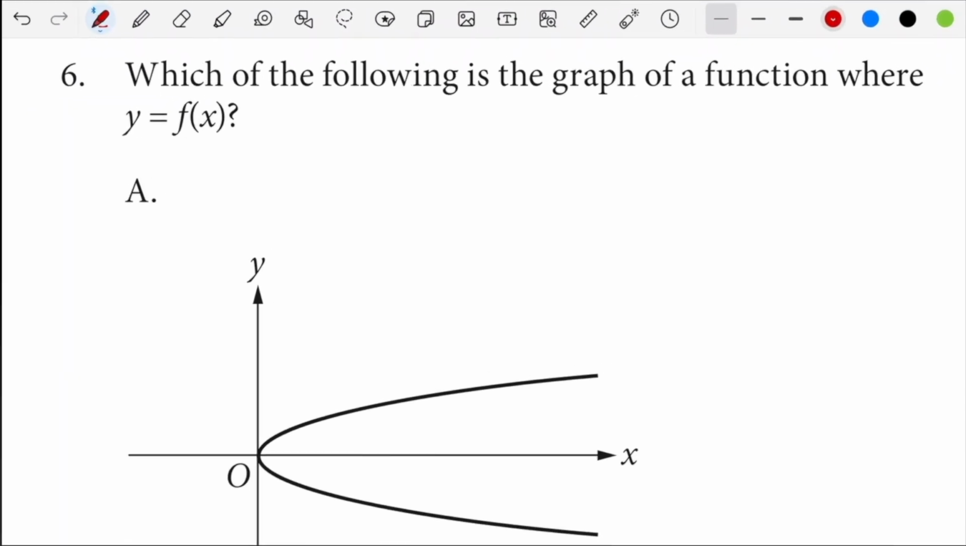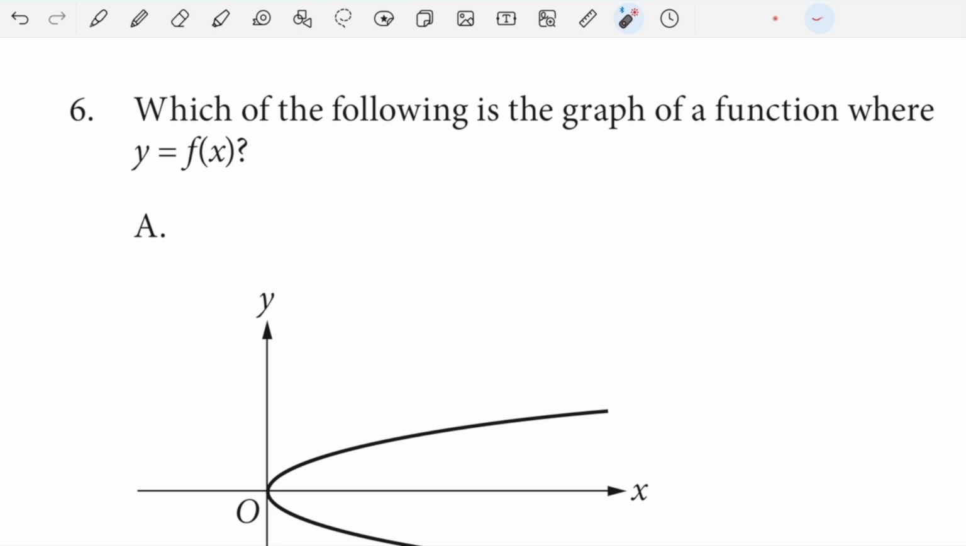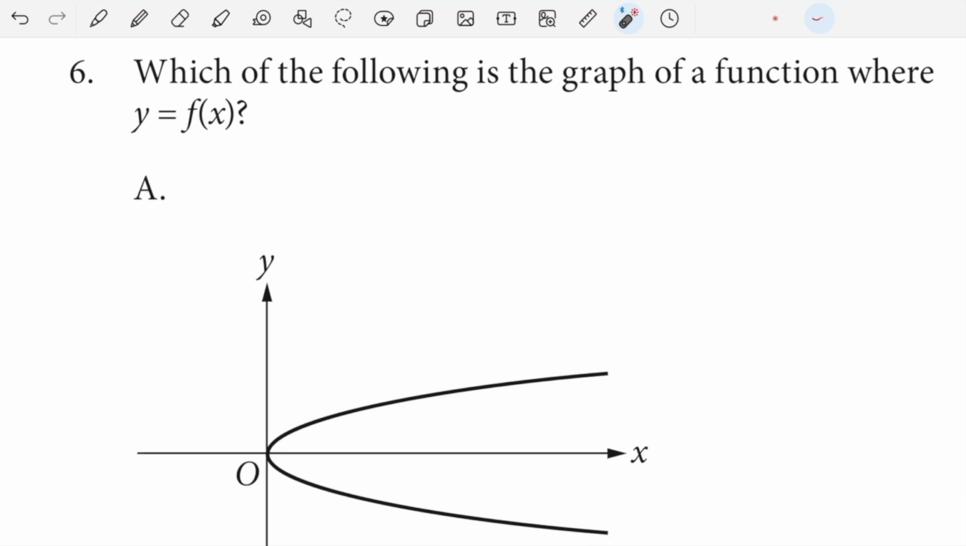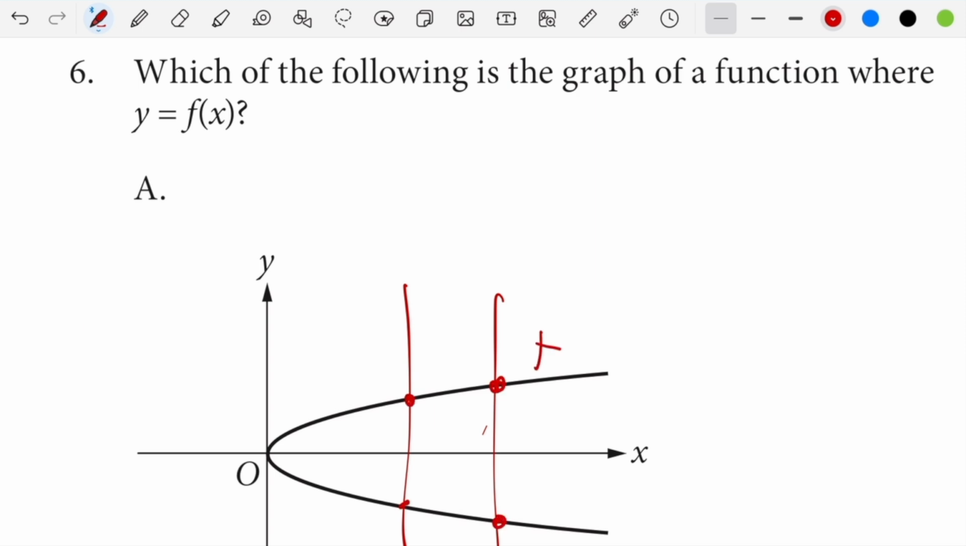Next. Number 6. Which of the following is the graph of a function where y equals f of x? The magic here, the trick is, which one is a function? All right. How do we know if a graph is a function, guys? We use the vertical line test. If I draw a vertical line, and I touch more than one point, which I am, this is not a function. That's called the vertical line test.